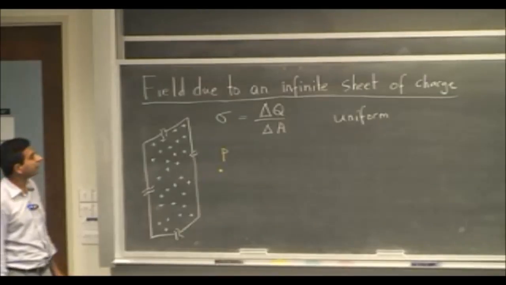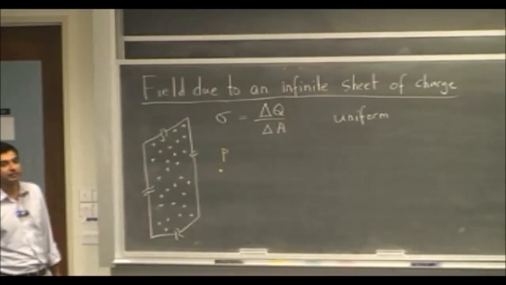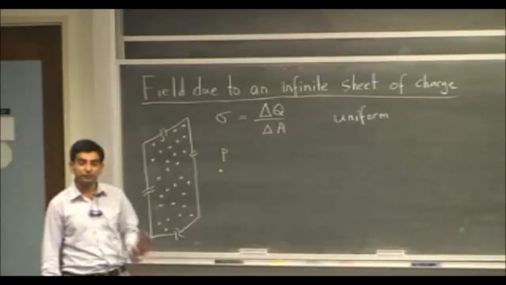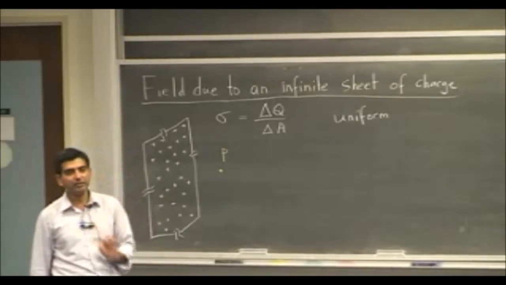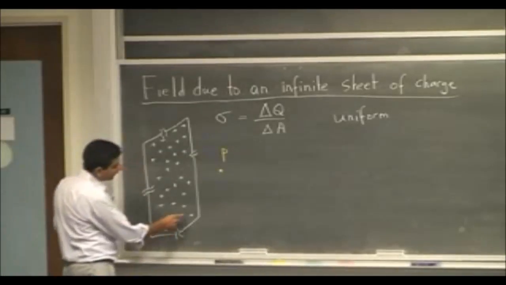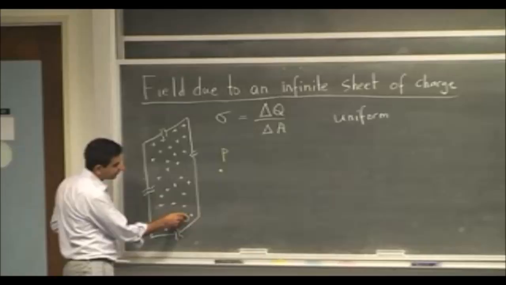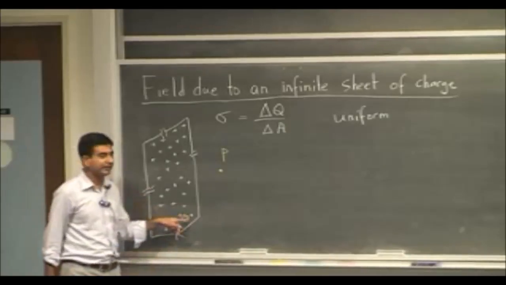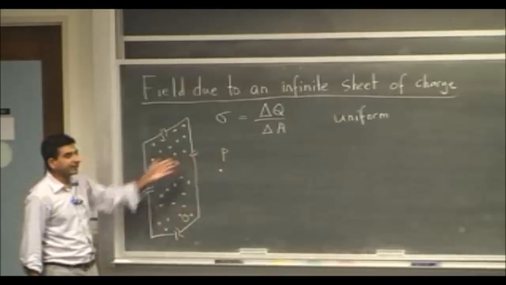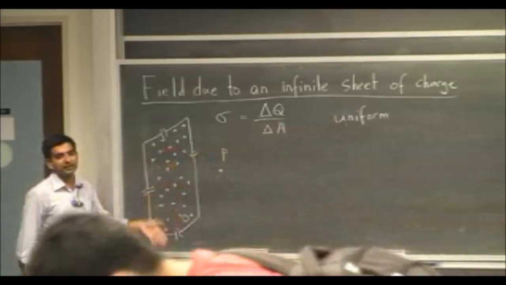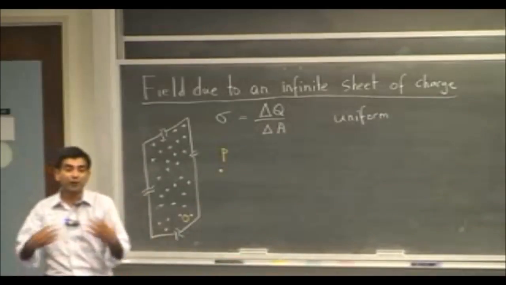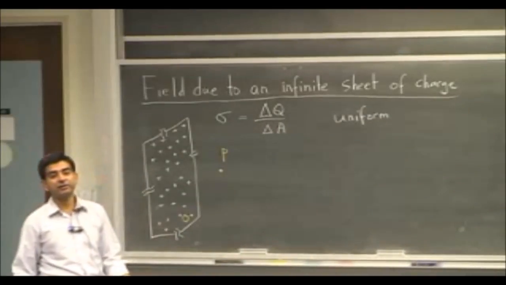Alright? So if I look at this sheet, the first point is that I would like to use Gauss's law. I don't want to use Coulomb's law, because then I would have to take small area patches, find the electric field due to each patch, and then integrate along the x direction from minus infinity to plus infinity and along the y direction from minus infinity to plus infinity. I would like to avoid this. Rather, I would like to use Gauss's law.